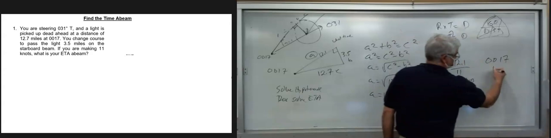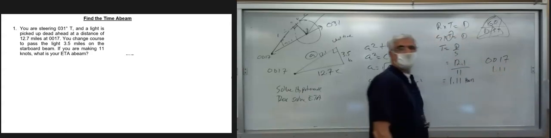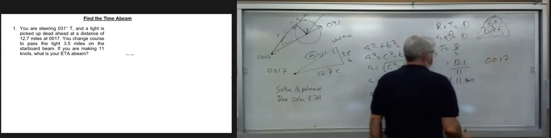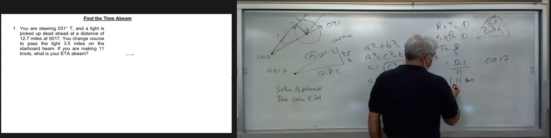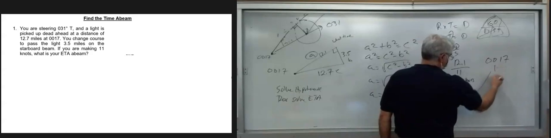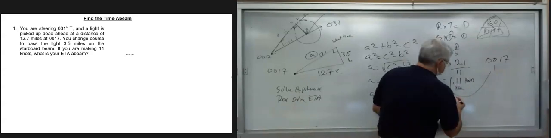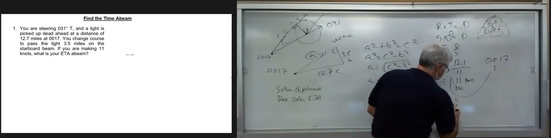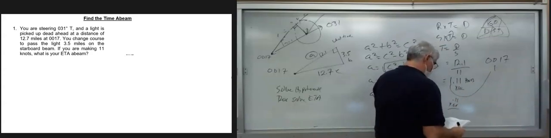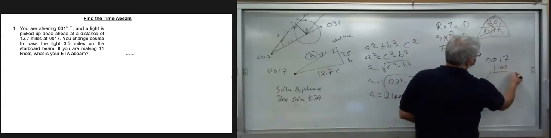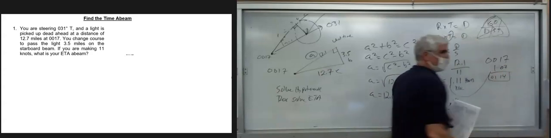So should I go like this? 1, 1, 1? No, I shouldn't do that. What do I got to do? You add the hour, then you take 0.11 and multiply by 60. Yeah, okay, so the 1 is going to go here, and this is going to be times 60 there, exactly. So 0.11 times 60 is equal to 7 minutes. So this is 107, and that gives me 114. That's when I arrive.